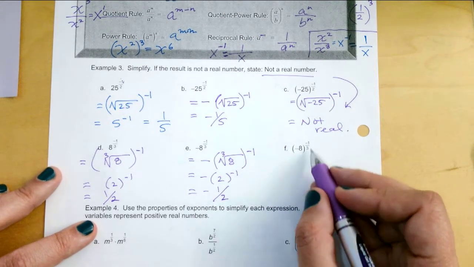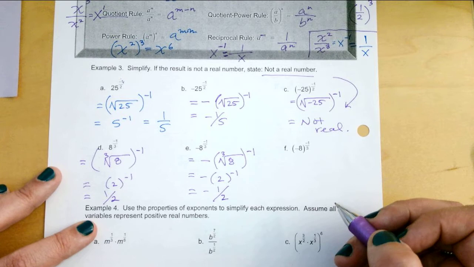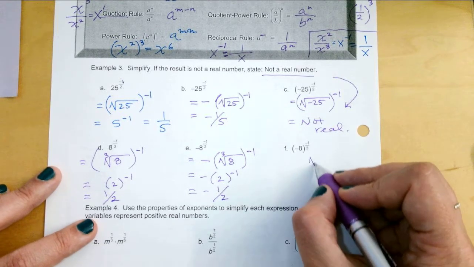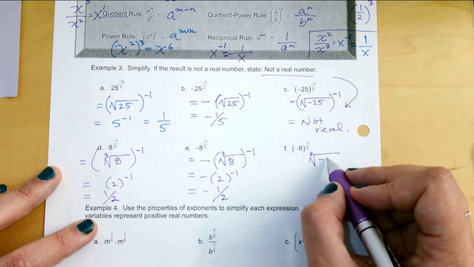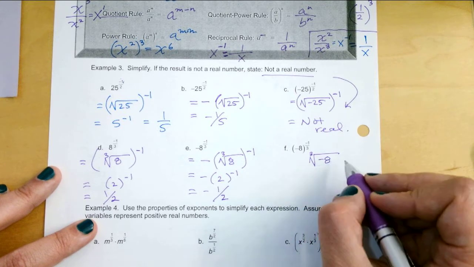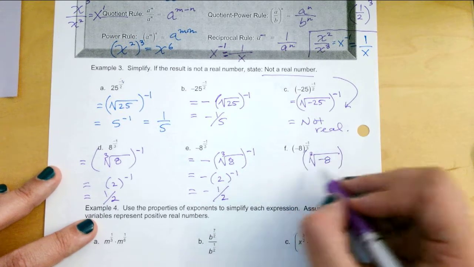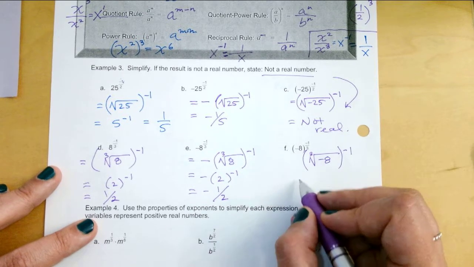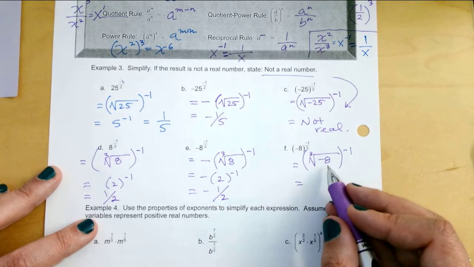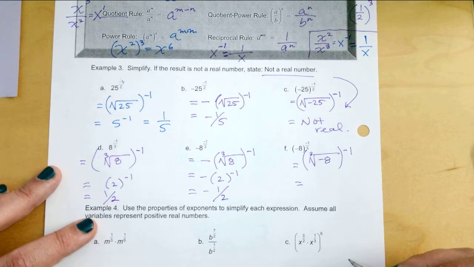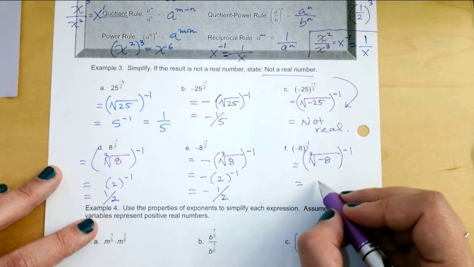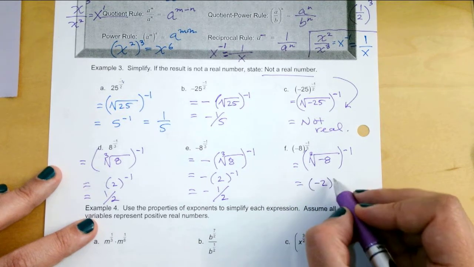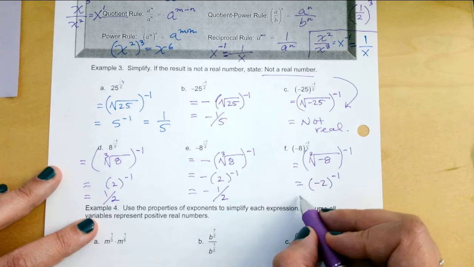Okay, what about this one? We want the cube root of -8, and we can take this whole thing to the negative 1 power. Can you take the cube root of -8? Can you have a negative inside a cube? Why can you have a negative? Ah, odd index. So here we have -2 to the negative 1 power.